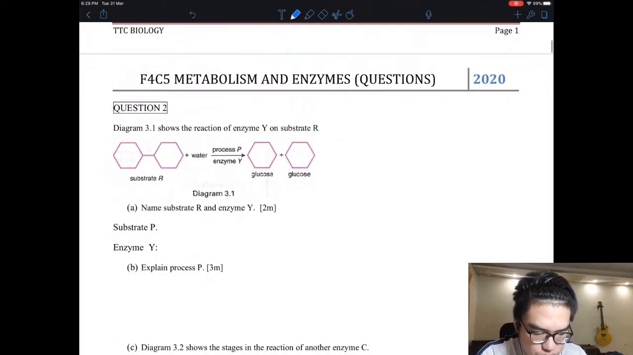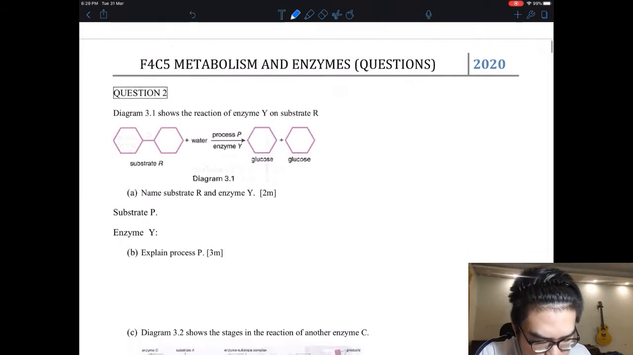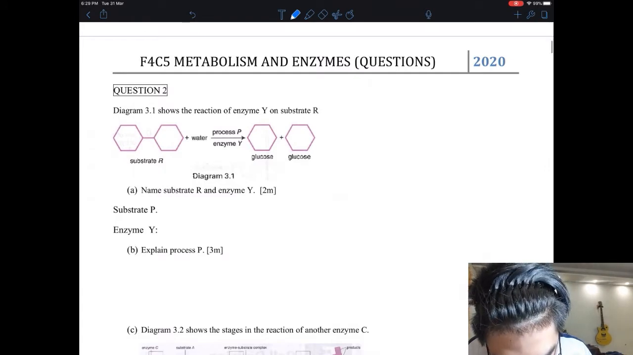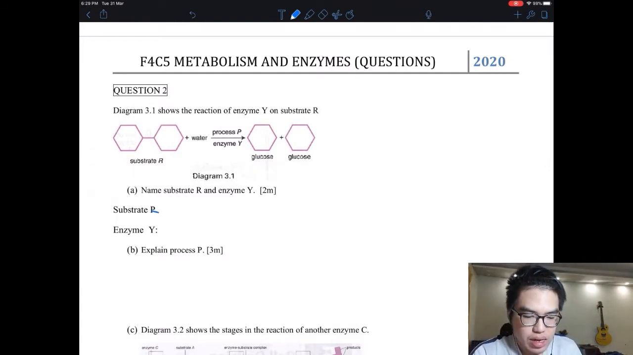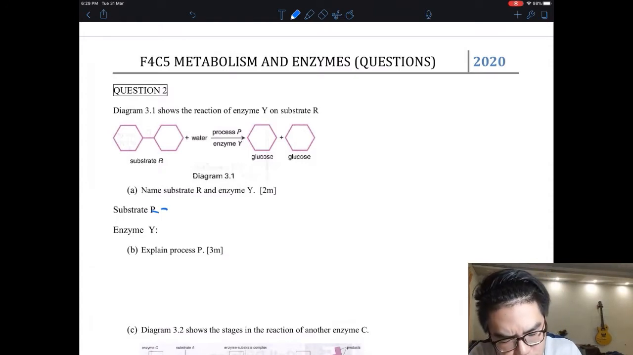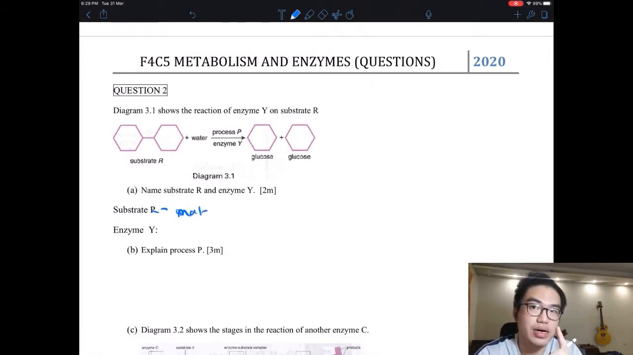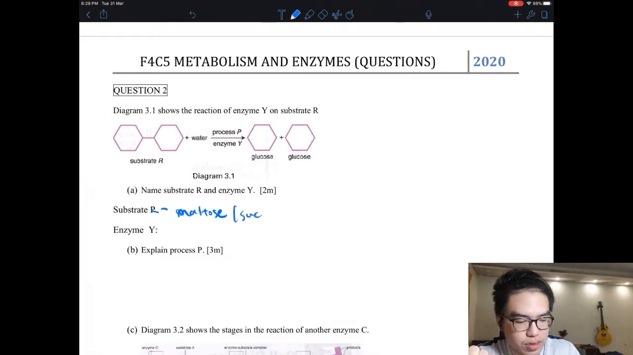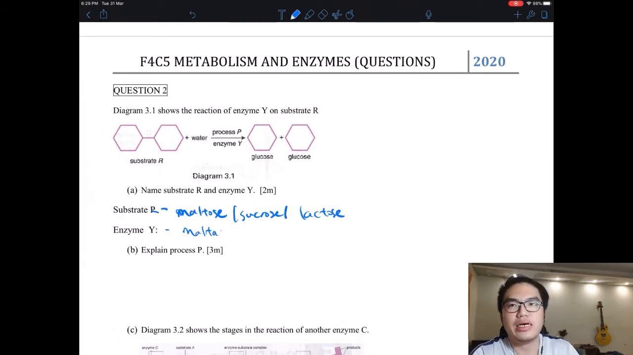Let's look at question 2. Diagram 3 shows the reaction of enzyme Y on substrate R. What is substrate R? I think there's an error here. This is substrate R. This looks like a sugar, if you still remember, so it could be any substrate. You can put maltose. This is a disaccharide, guys, so it can be maltose, sucrose, or lactose. I accept any of the 3. So enzyme Y: if your case is maltose, this is maltase, and sucrase, lactase, and so on.